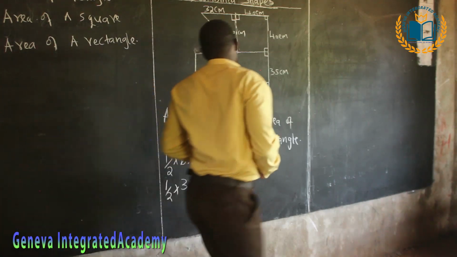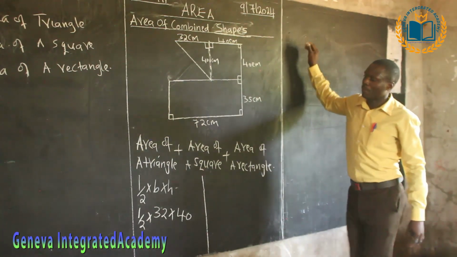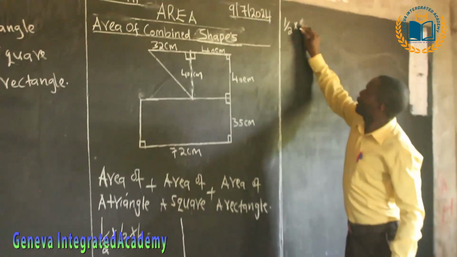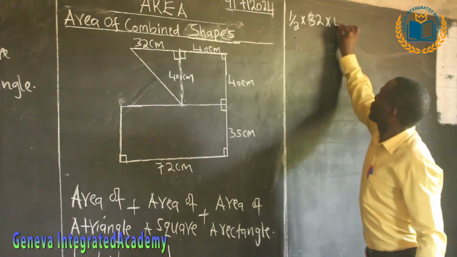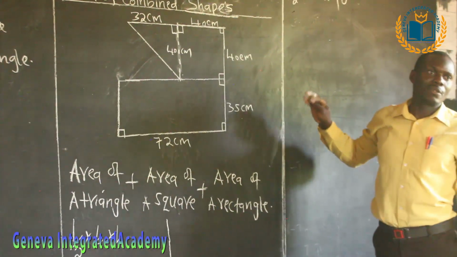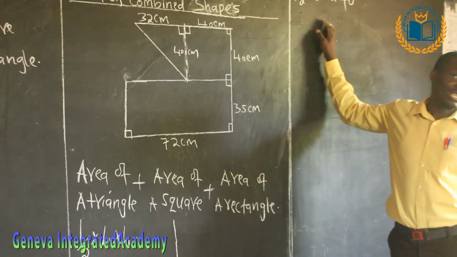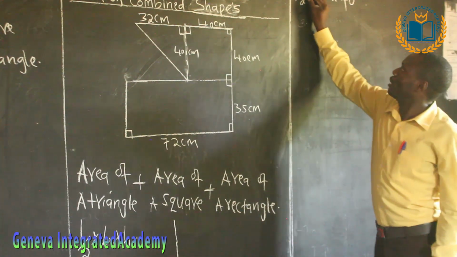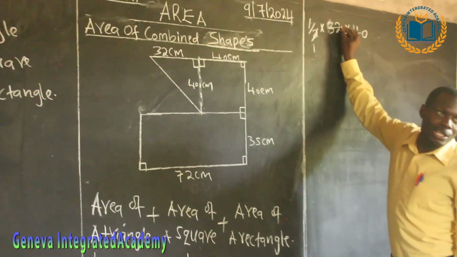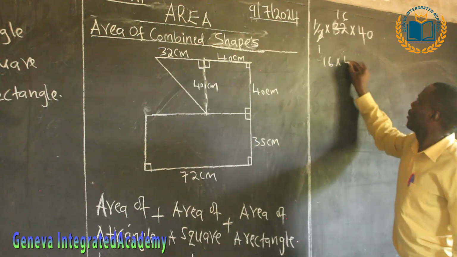Okay, good. Let me write here so that those at the back can see. So we are saying a half multiplied by 32 times 40. Then up to there we say, what do we do? You divide, isn't it? Yes. So you divide: 2 divided by 2 is 1. Now 32 divided by 2 is 16. So we have 16 multiplied by 40.